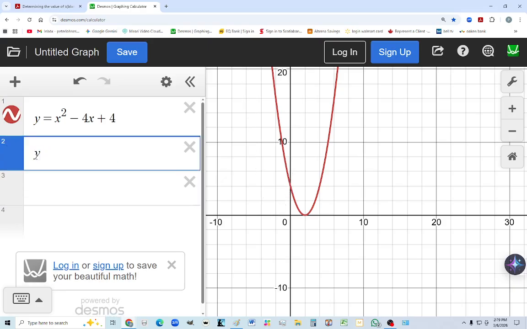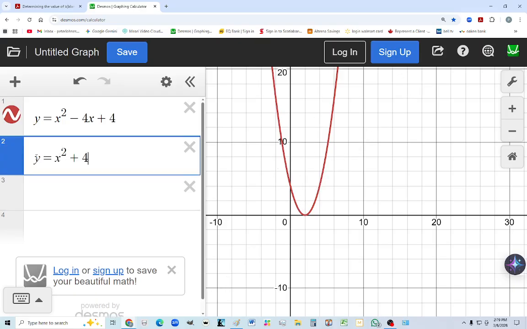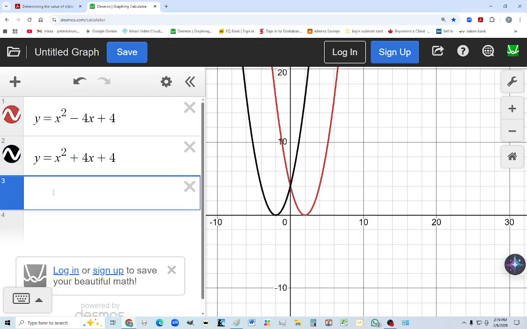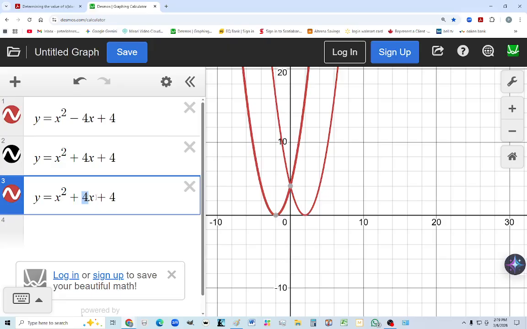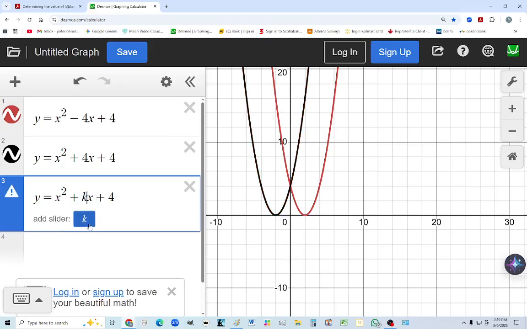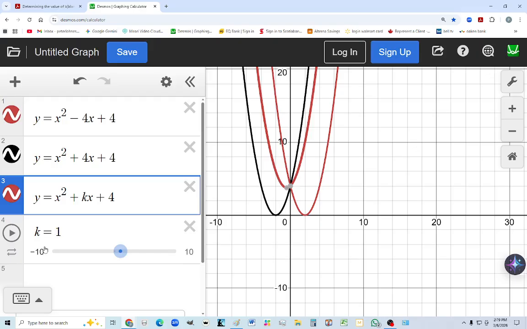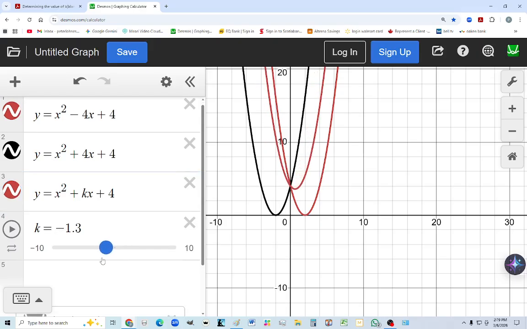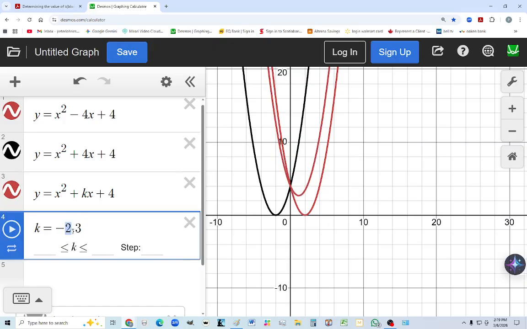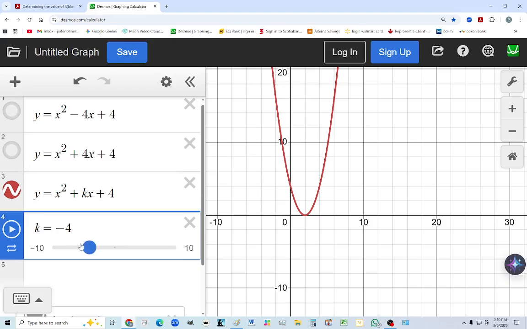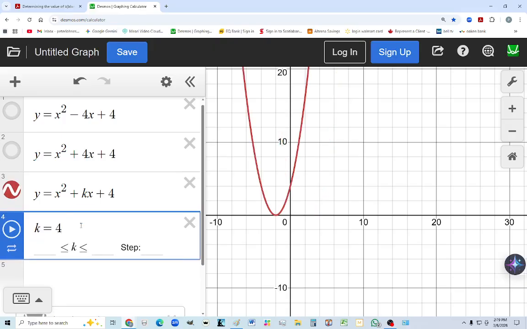So when y is equal to x squared plus 4x plus 4, we discover, well, let's do this, but this time we're going to make this k. I'm just going to call it k. We're going to add a slider for k. We're going to make k go from minus 10 to 10. So when it's minus 4, we can see, and I'm just going to turn off these other ones, we can see it's there. And when it's plus 4, we can see it's there.